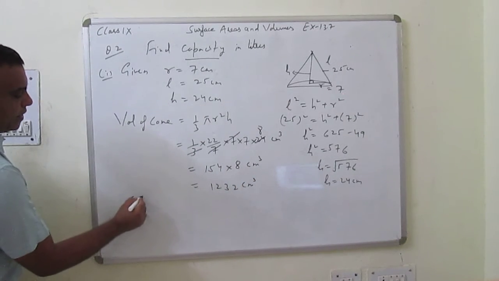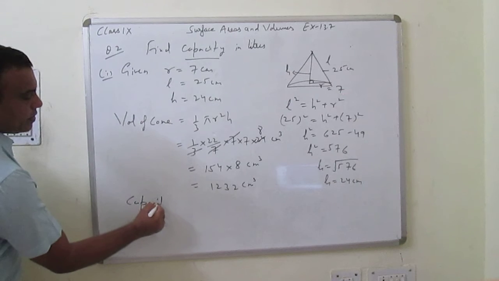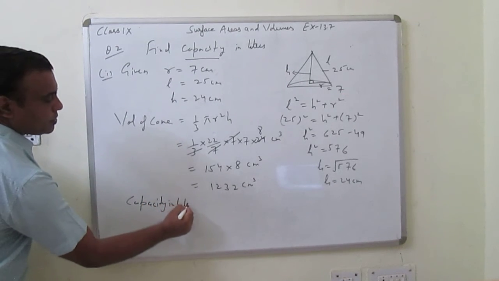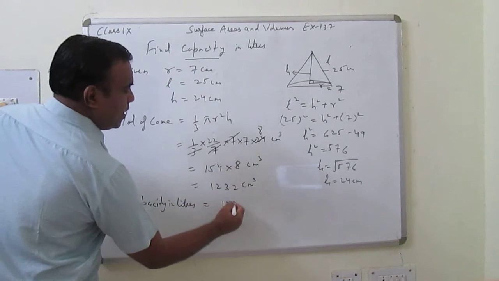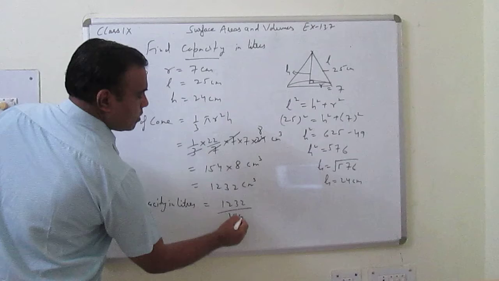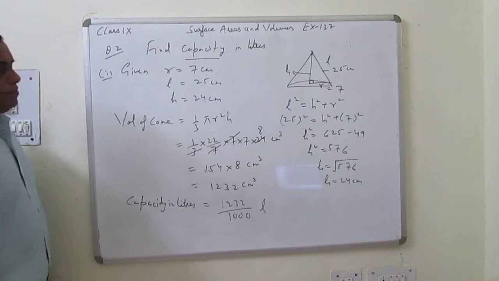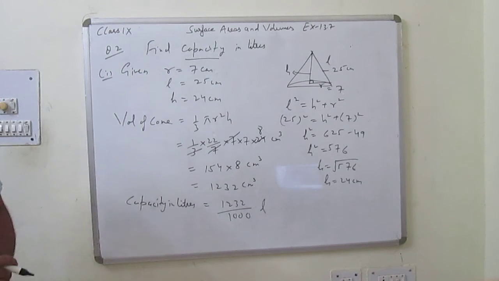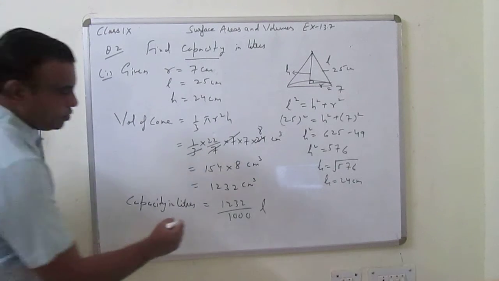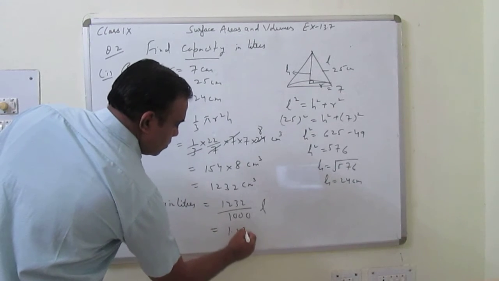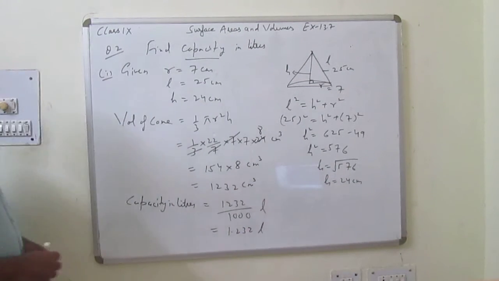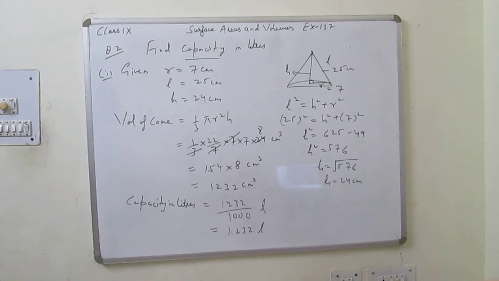So we have to find capacity in liters. So what you do, divide by 1000, it comes in liter. So it is 1.232 liter. Now I take question number 3rd.